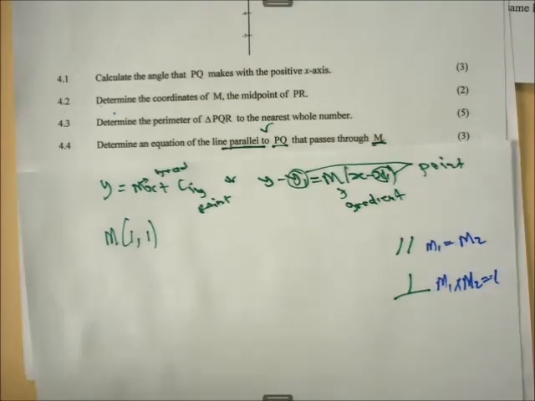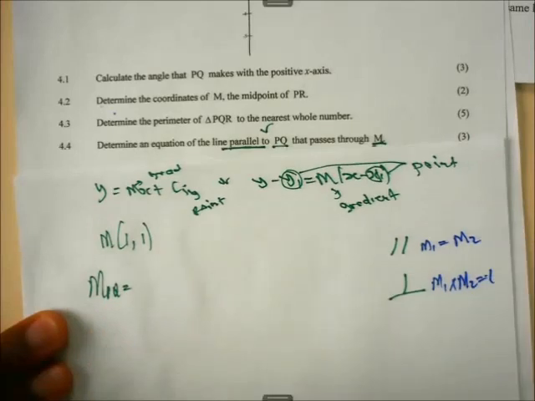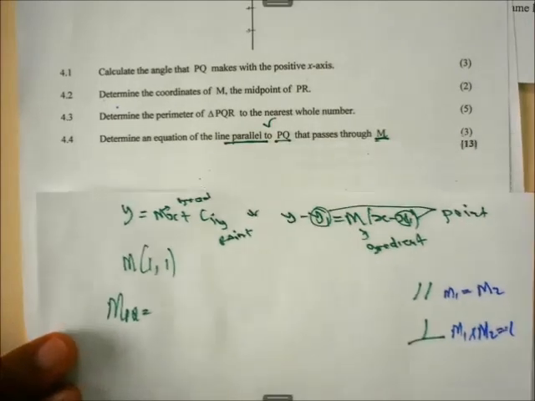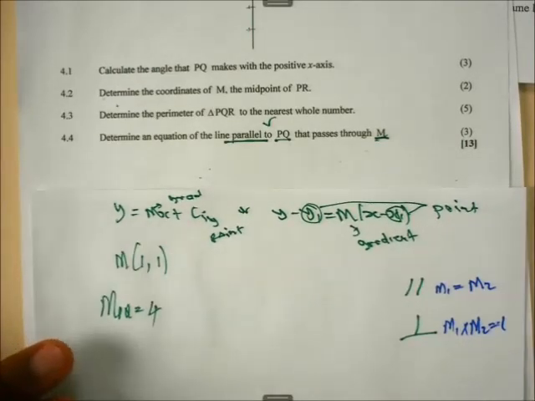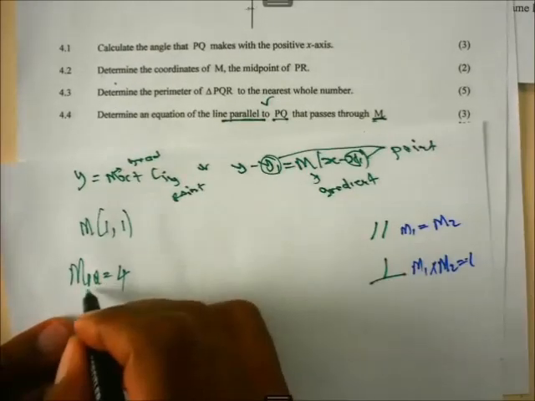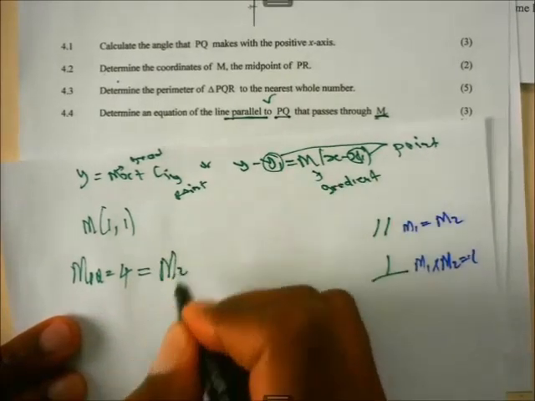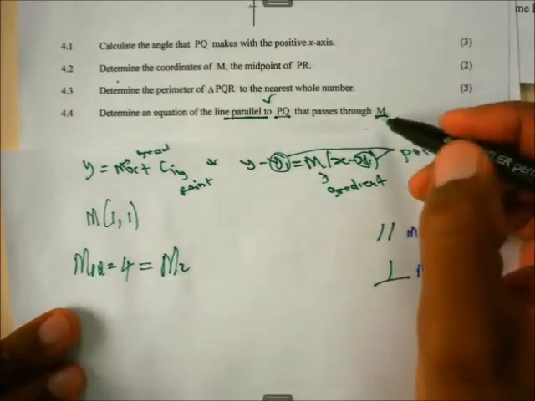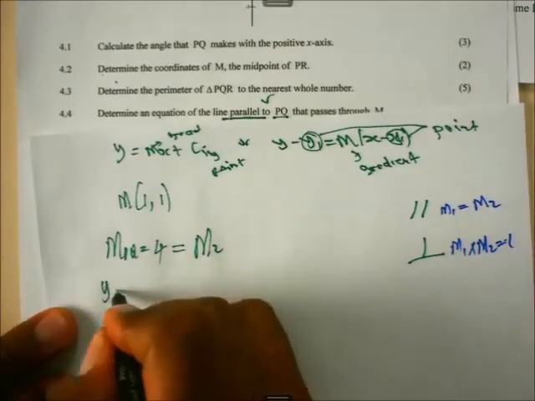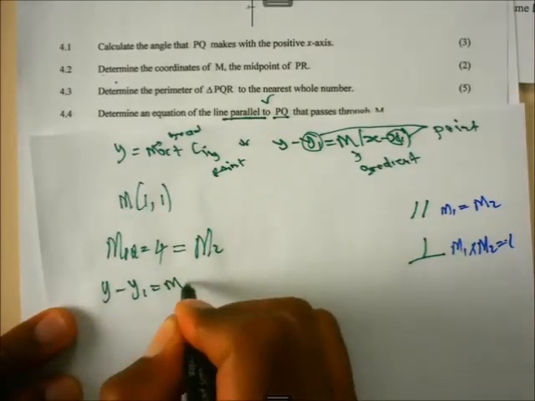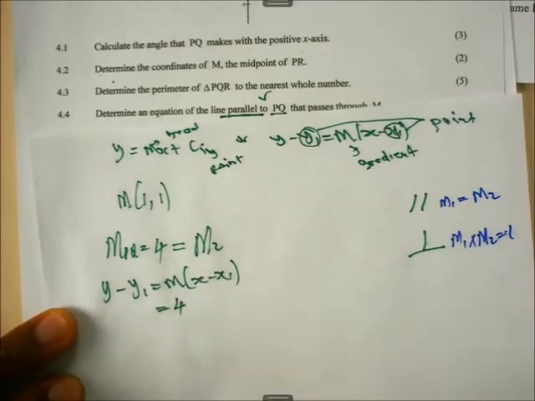Good. Now, let us look at this one. We have the gradient of PQ. What is the gradient of PQ? The gradient of PQ, you said, is equal to 4. Now, it means the gradient of PQ, which is 4, is equal to the gradient of the second line, which passes through M. Then we can say y minus y1 is equal to m into x minus x1. Now you substitute the gradient, which is 4.